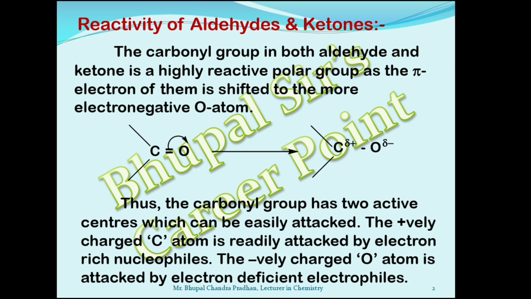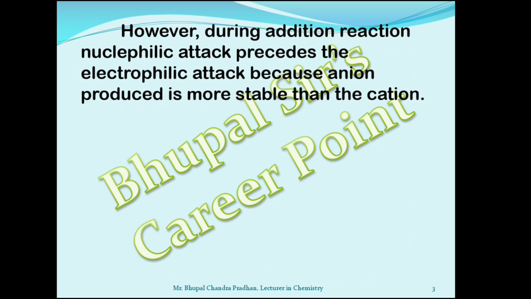The positively charged carbon atom is readily attacked by electron-rich nucleophiles. The negatively charged oxygen atom is attacked by electron-deficient electrophiles. However, during addition reactions, the nucleophilic attack precedes the electrophilic attack because the anion produced is more stable than the cation. So first of all, the nucleophile will attack.